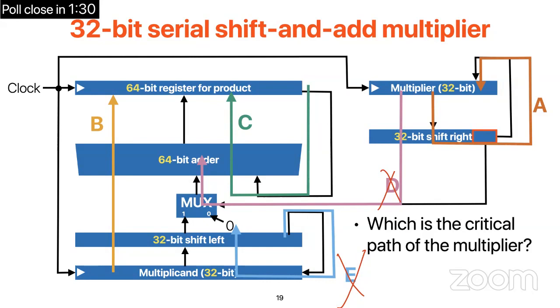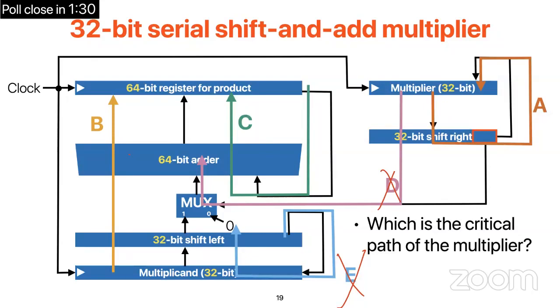Well, let's list the components for each path. For A, we just have a 32-bit shift left. For B, we have a 32-bit shift left, a mux, and a 64-bit adder. And for C, we just have a 64-bit adder. So what path has the most components in the way? B.